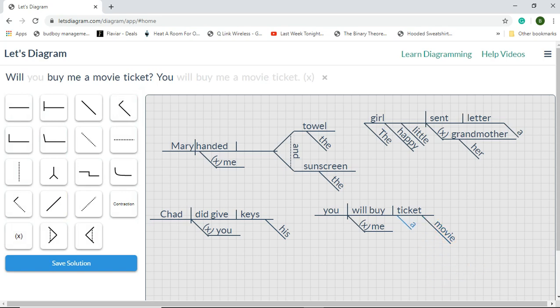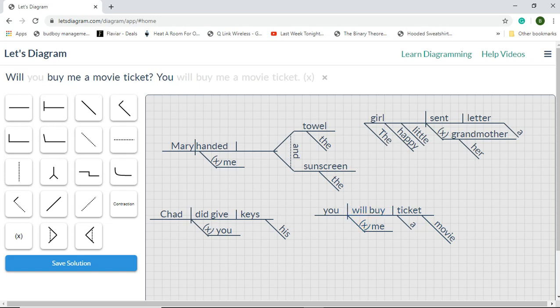So if you come in here, we have "you" as the subject, "will buy" is the verb phrase, the helping verb is "will," main verb is "buy." Who are they going to buy it for? Well, they're going to buy it for me. That's the indirect object. What are they going to buy? Well, they're going to buy the ticket. That's the direct object. That's what the verb is transferring to.